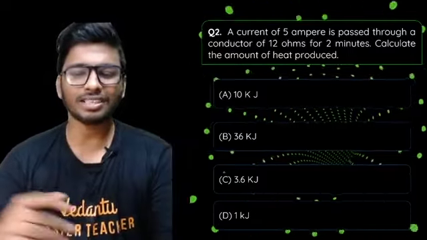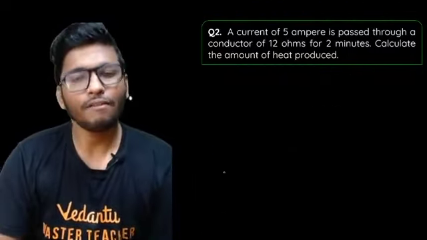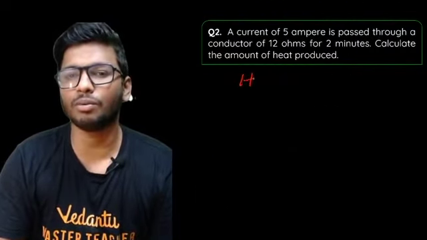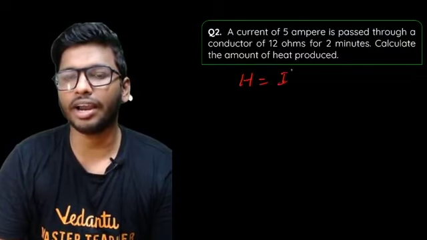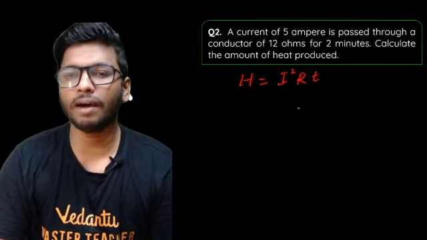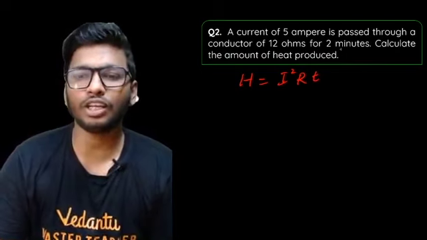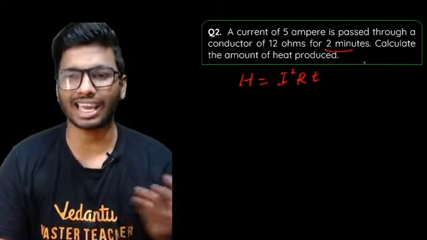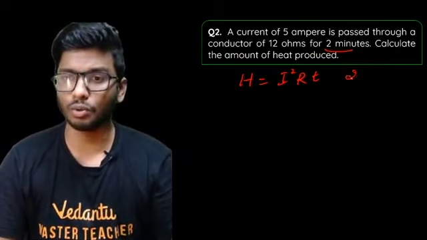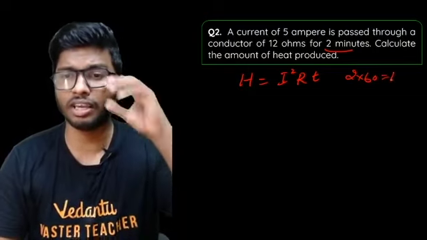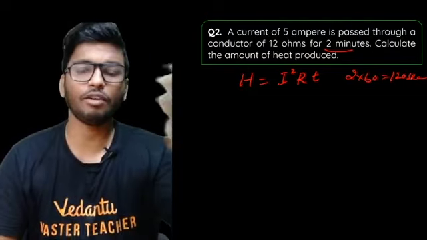The question is actually pretty simple, but then you have to look at the unit as well. First of all, write down the formula. So H is equal to I square RT, that is the formula. Now in this case, guys, first of all, make sure that you convert the minutes into seconds. So 2 minutes in terms of seconds is 2 into 60. That gives me 120 seconds, right?